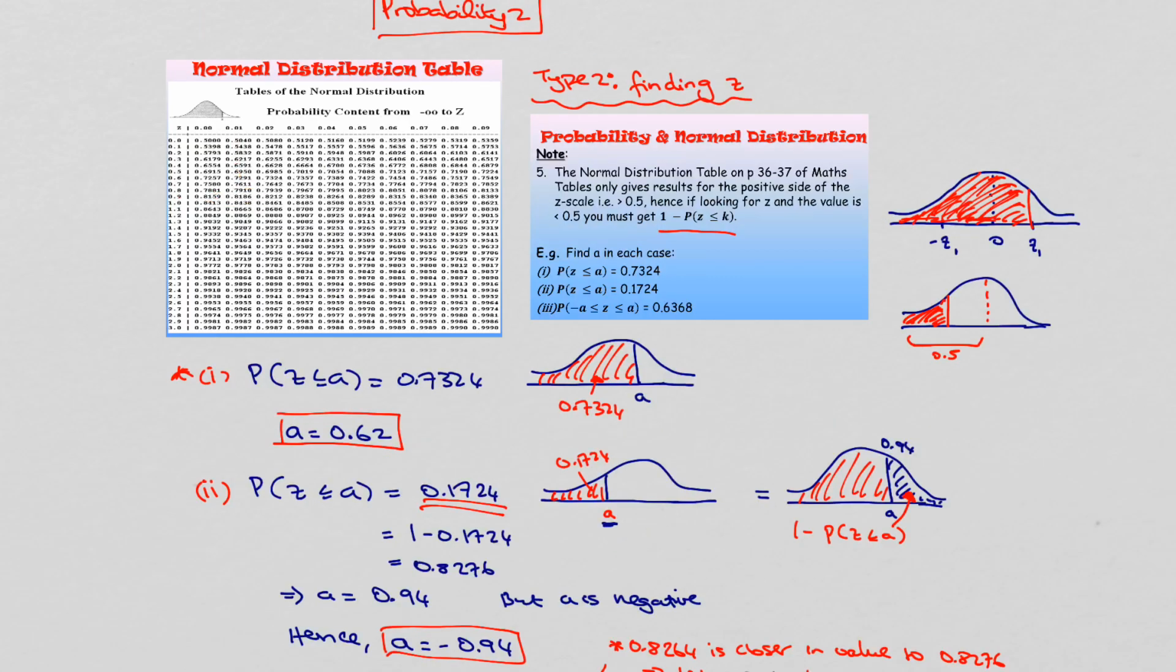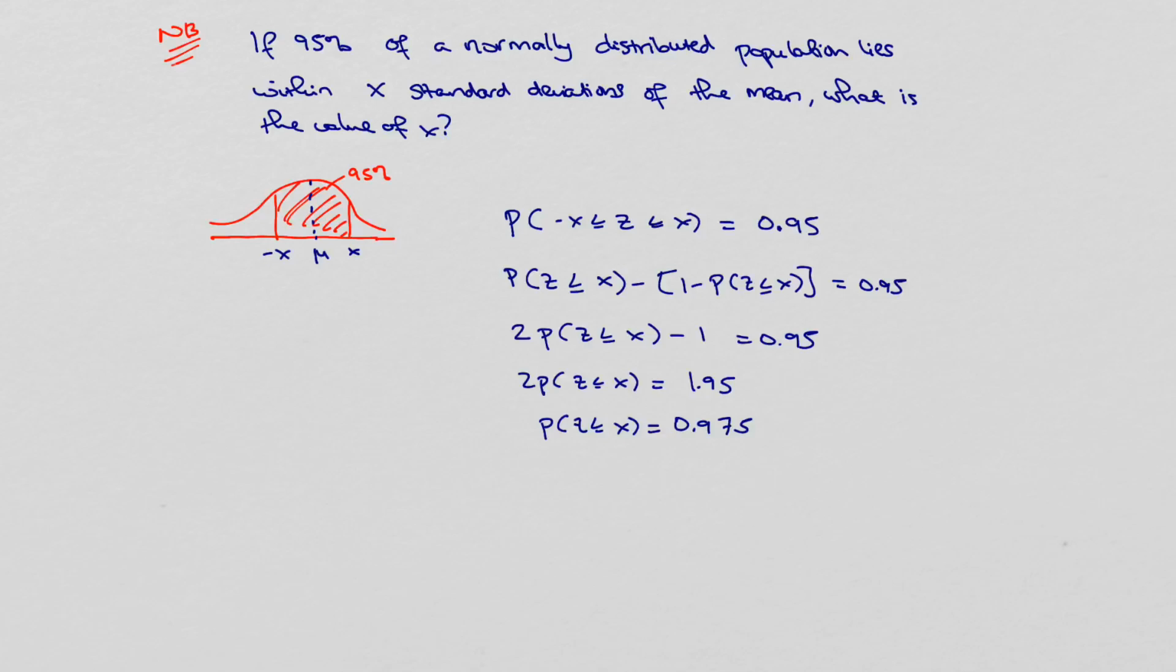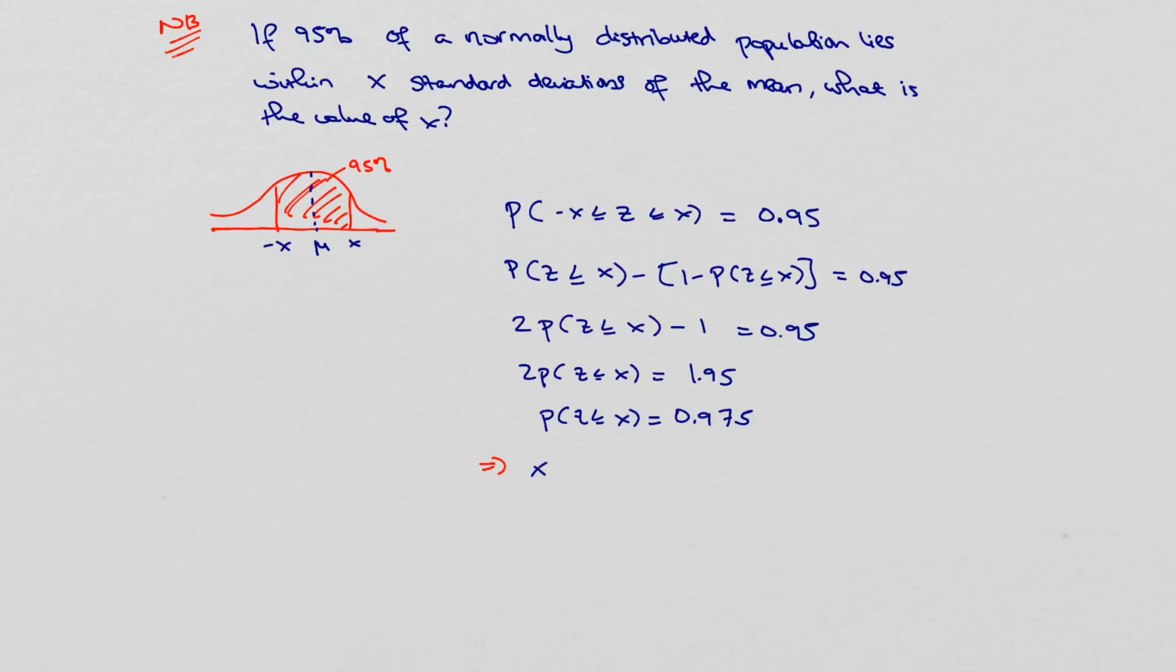I'll remove the last one, and we look for 0.975. And 0.975 is an exact figure here in our tables. What that reads off for us is 1.9 across and 0.06 up, so 1.96. Therefore, the value for X is 1.96.